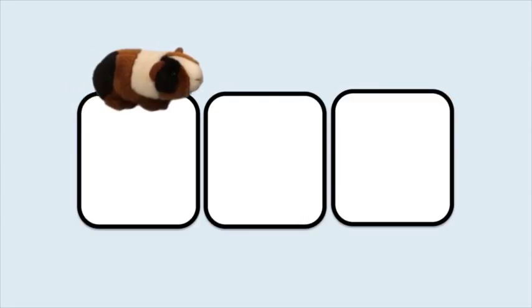Are we ready? Less. Write your S sound in the correct box. Next word.